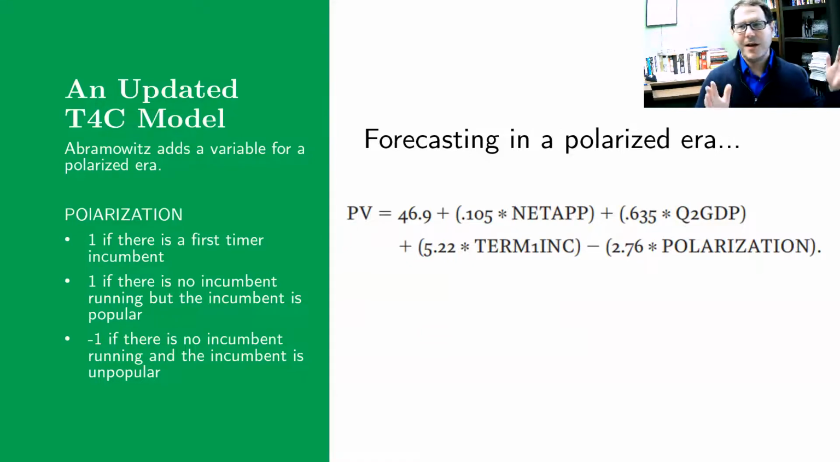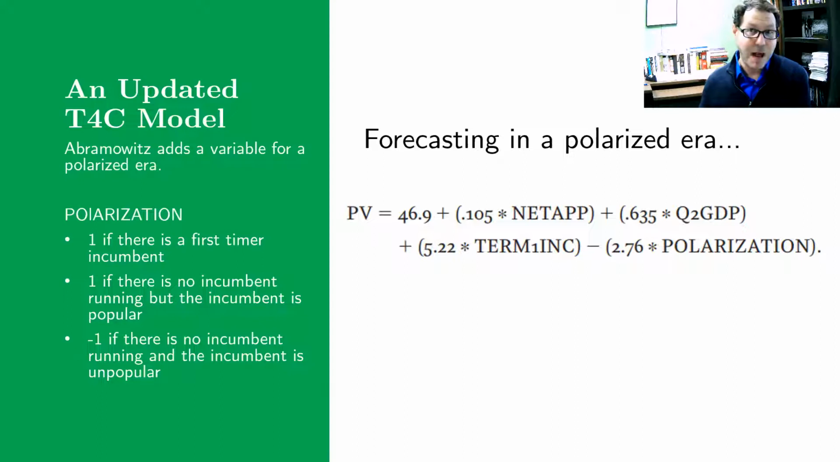And so he says, okay, so I'm going to assume that for most of the post-World War II era, fundamentals mattered. But after about 1992, we need to start looking at this polarization thing. And he scores it in kind of a weird way. It's one if you have a first-time incumbent, so you get sort of a double incumbency advantage, or actually maybe it's a disadvantage because the score is negative.